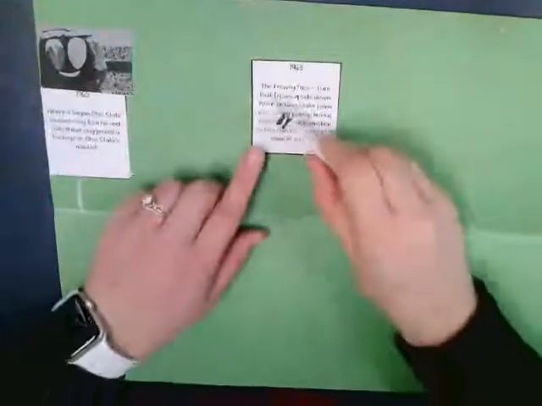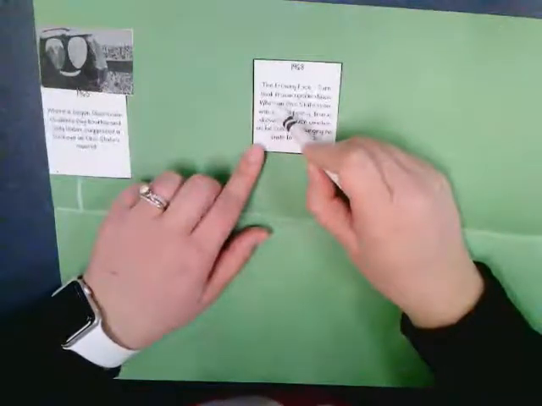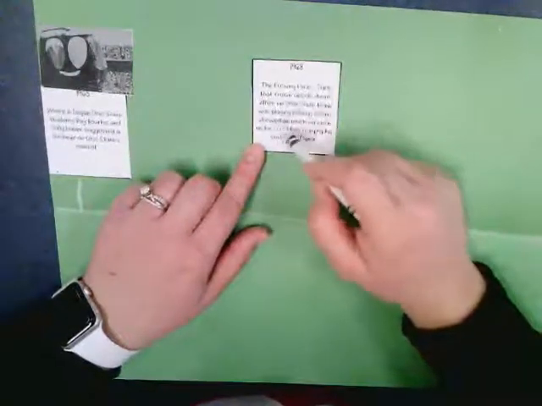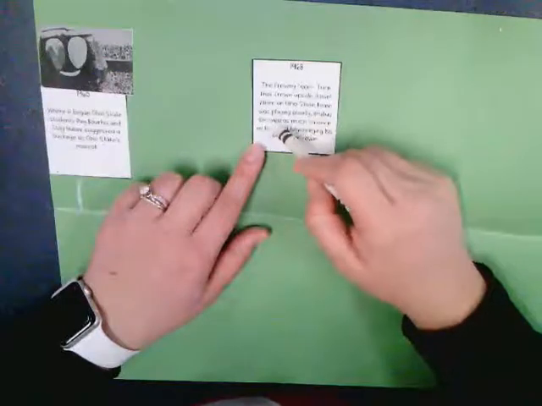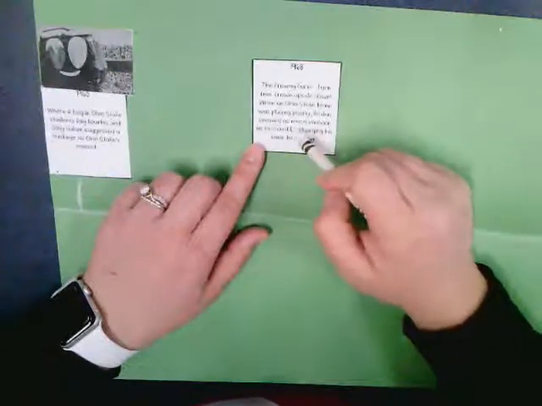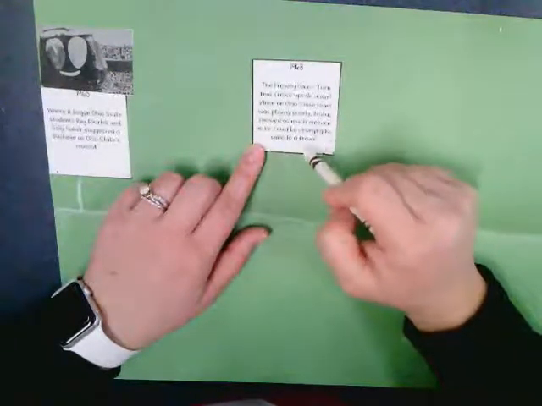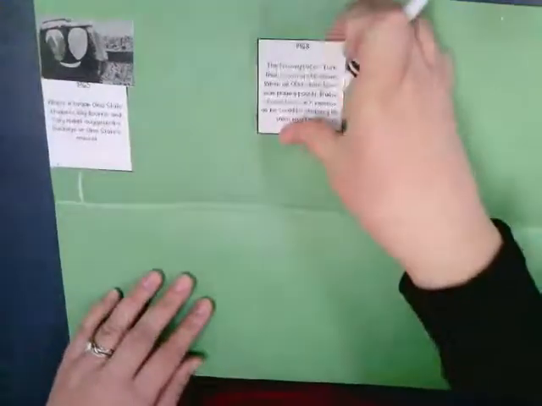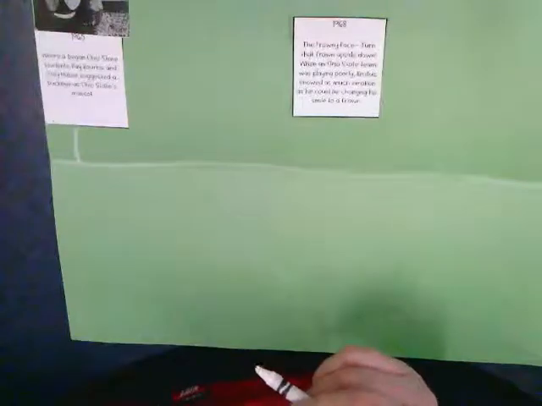And it says, the frowny face, turn that frown upside down. When an Ohio State team was playing poorly, Brutus showed as much emotion as he could by changing his smile to a frown. So if they weren't playing good, he would make a frowny face, and when they were playing good, he would flip it the other way.